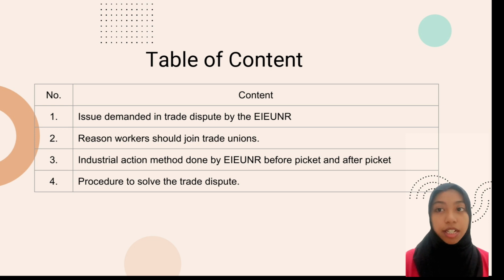Second is reason workers should join trade union. Third is industrial action method done by EI, EU and R before picket and after picket. Lastly, procedure to solve the trade dispute.